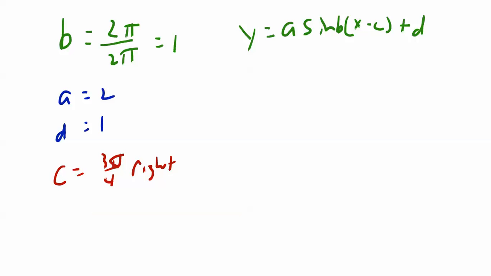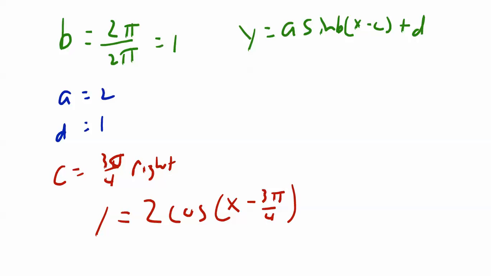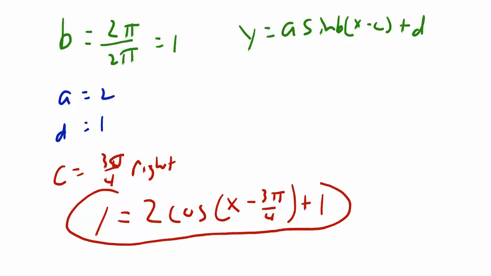So I should have my equation then. Y equals A is 2 cosine. B was 1, so I don't really need that in there. X, and it was to the right, so minus 3 pi over 4, and then plus D. There's one possible equation, and that's if I chose cosine. Now there's an infinite number of possibilities, but these are kind of your basic ones to pick.